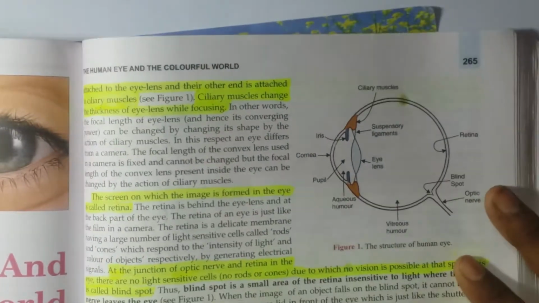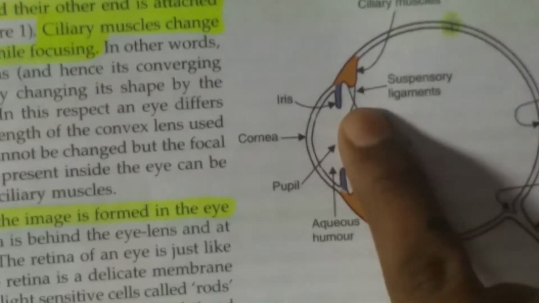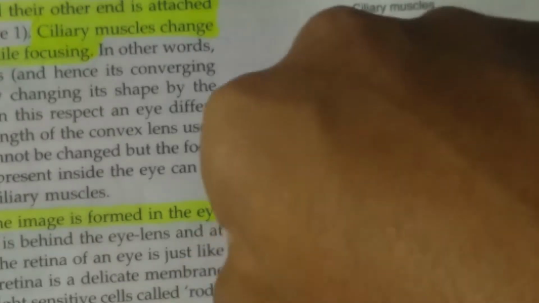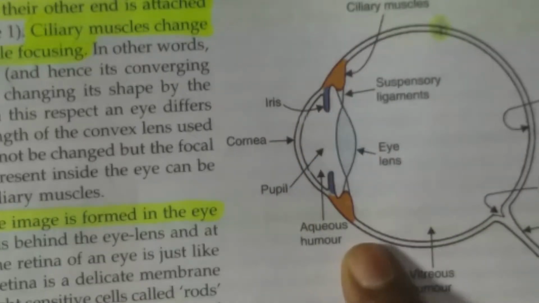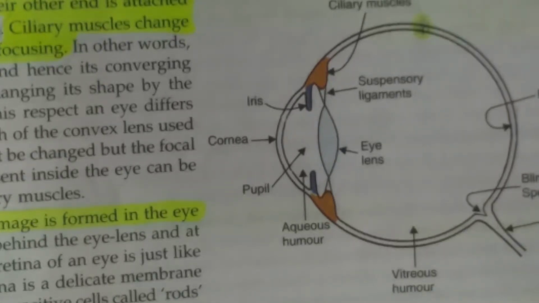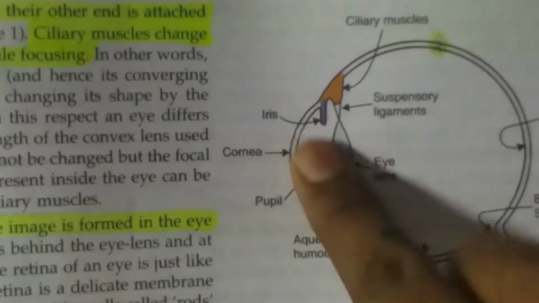These small structures, as you guys can see, I'm going to zoom it in. The small little structures present right over here are called suspensory ligaments, or these can even be called ciliary muscles. The contracting and relaxing of the ciliary muscles help in changing the shape of the eye lens.